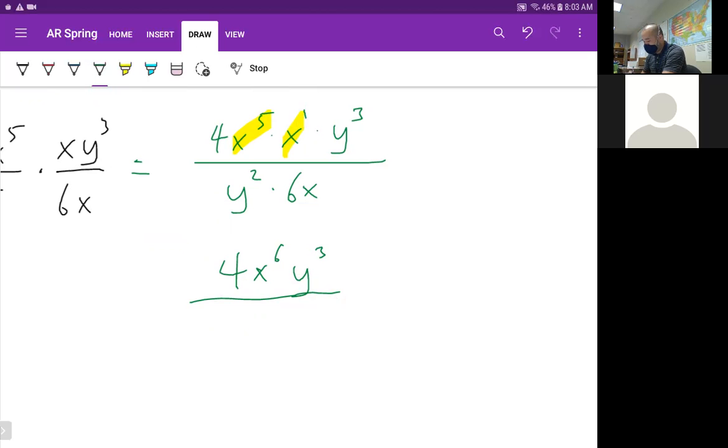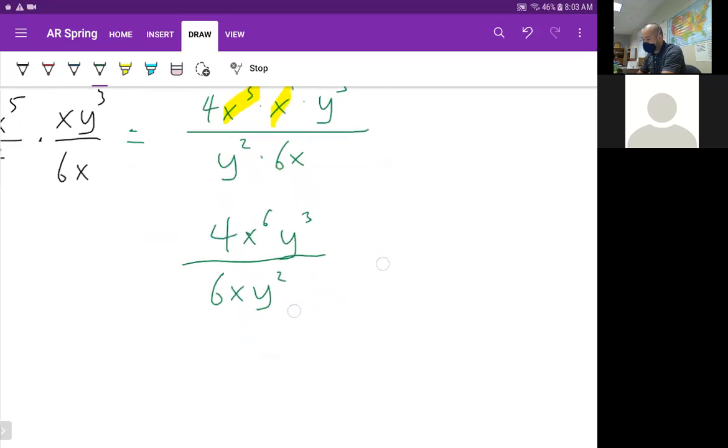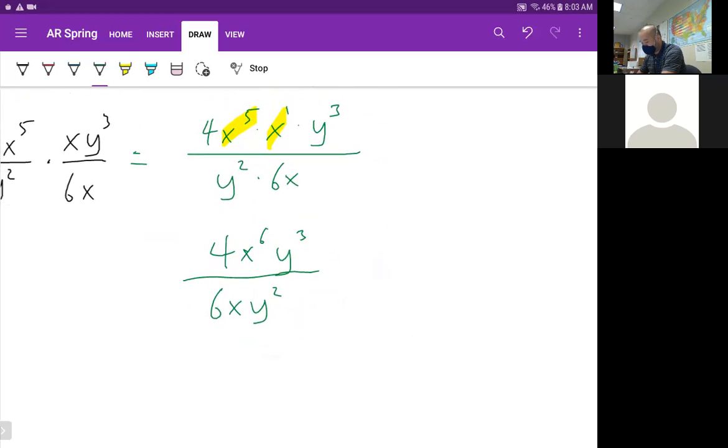And then down here, I'm going to move this 6 over here. So 6x y to the 2. So I multiplied, and then I rearranged just to make it look a little bit nicer. 4 over 6 reduces to 2 over 3. x to the 6, y to the 3, x, y to the 2.